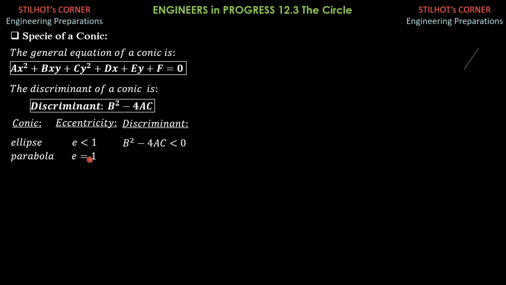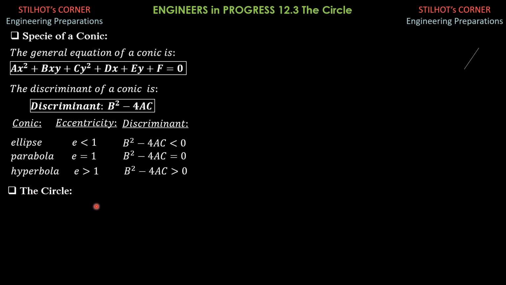Parabola if eccentricity is equal to 1, the discriminant is equal to 0. Hyperbola if eccentricity is greater than 1 and the discriminant is positive or greater than 0. So we now proceed to the circle.